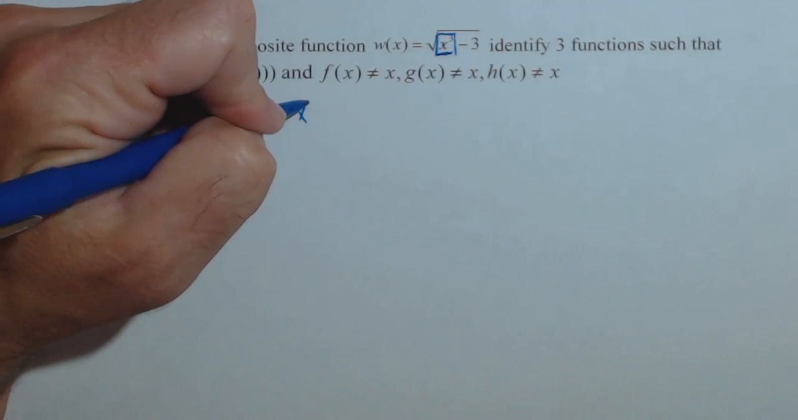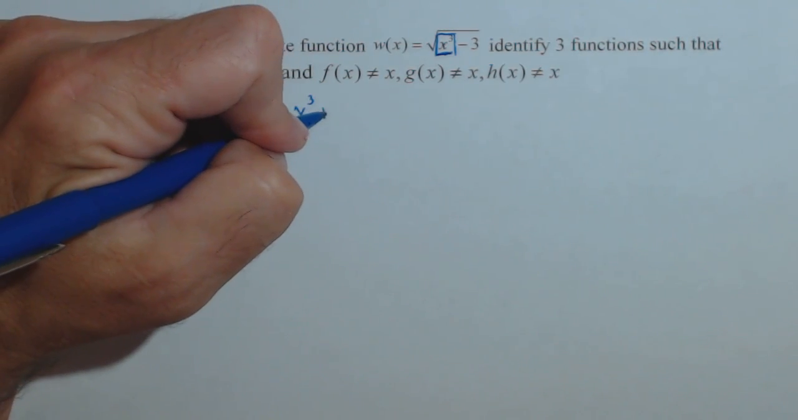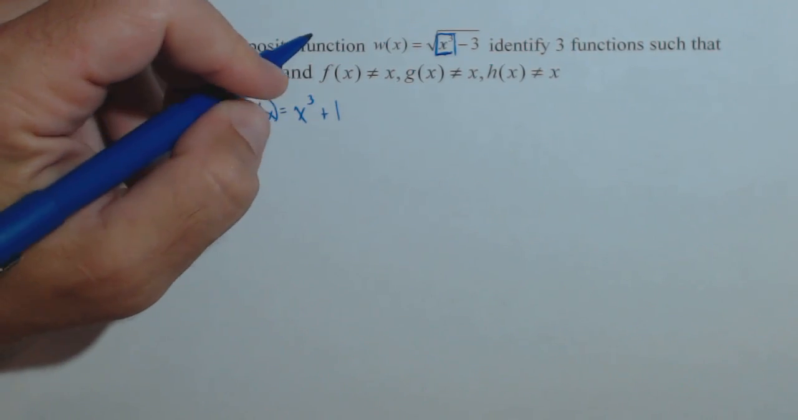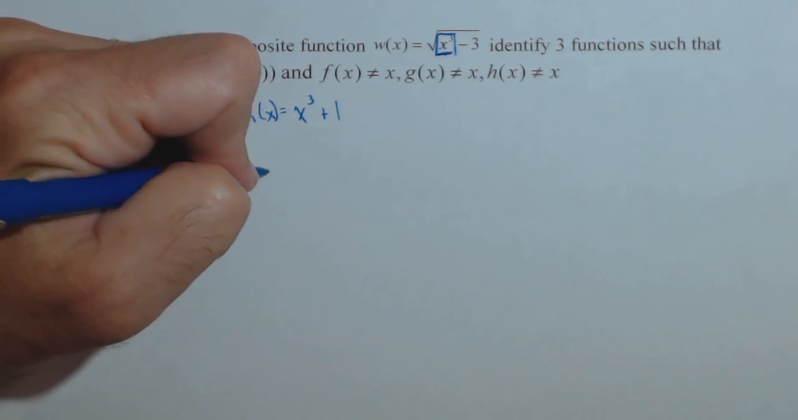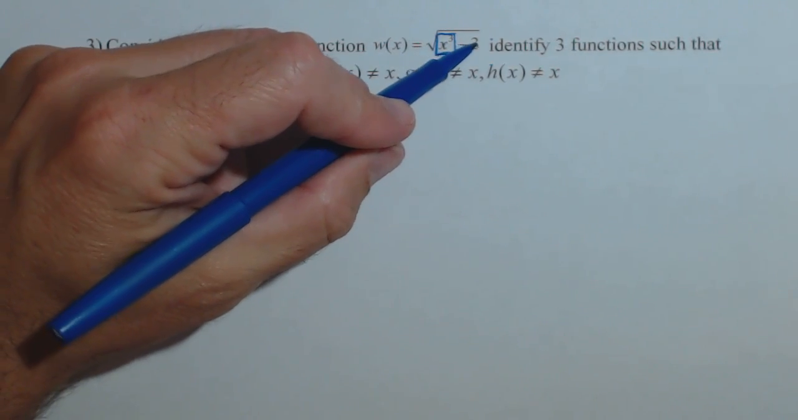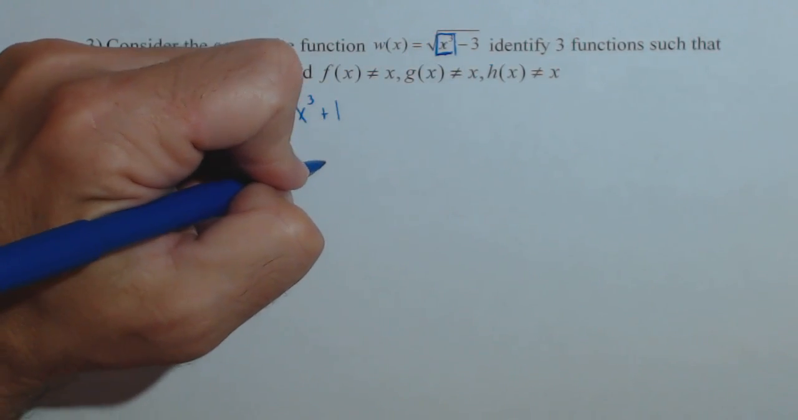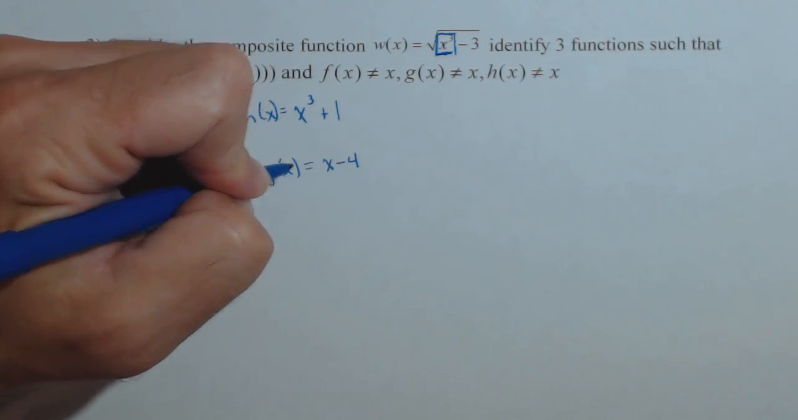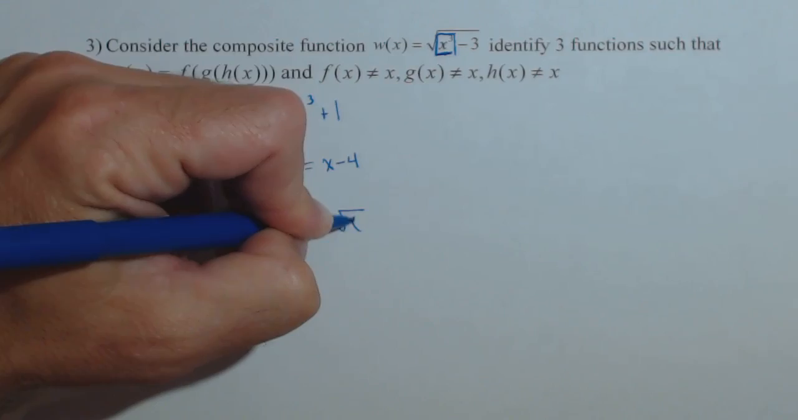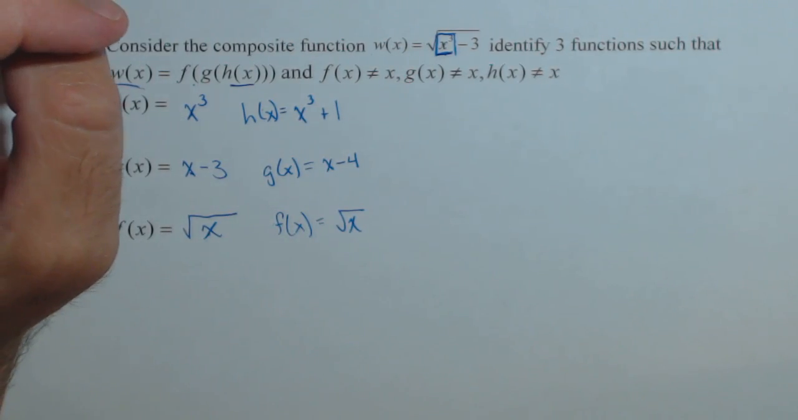One thing we could do that would be kind of interesting, we could do x cubed plus 1 for h of x. Well, how do we compensate for that? That means when we put that in for g of x, to get a minus 3, because there's the extra 1, we'd have to put in x minus 4, and then f of x would still be our square root of x. There's an infinite amount of combinations.